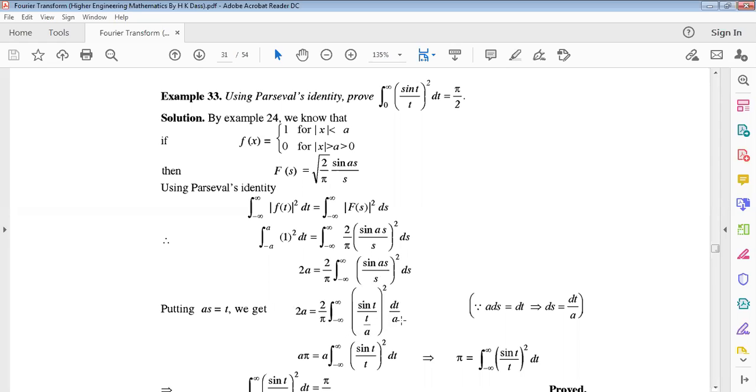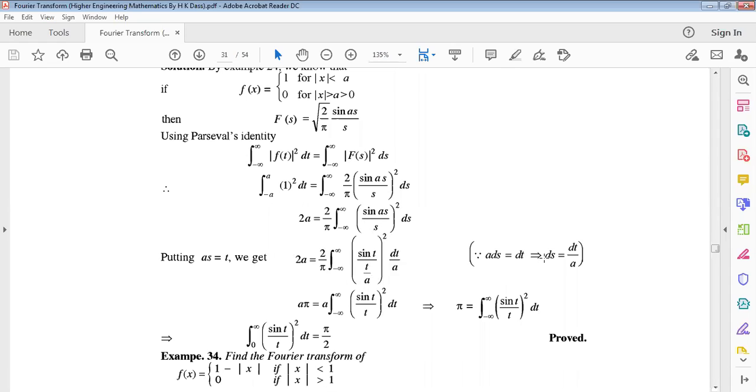Now this s can be written as t by a. In place of s we have put t by a in the denominator. Now, the 2 divided by π, the 2 cancels, and of these a's only a single a remains. Multiplying by π on both sides we get aπ.